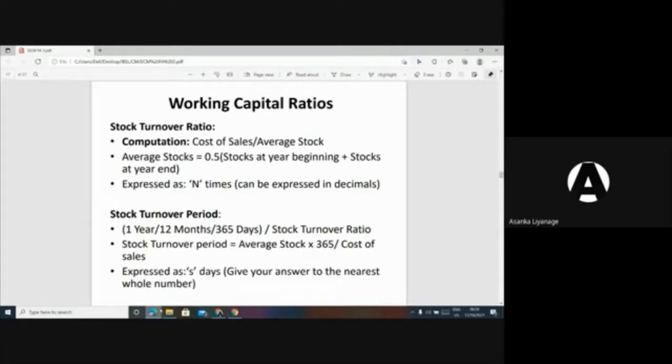Then how do you calculate this ratio? In this ratio, you take one figure from the balance sheet and another figure from the income statement, right? What we get from the balance sheet is stocks or average stock. What we get from the income statement is cost of sales. So, average stock we divide by cost of sales, into 365 days. You take the average stock, divide it by cost of sales, into 365.